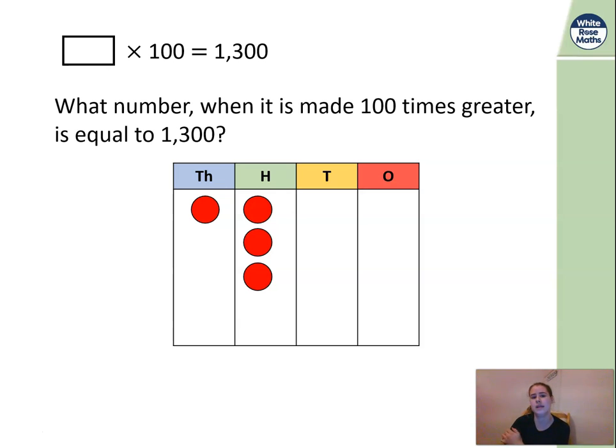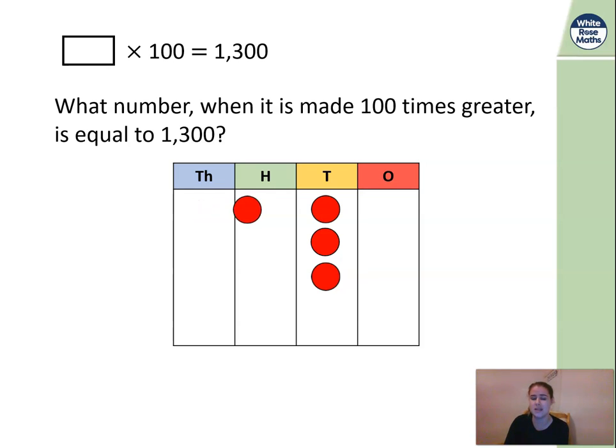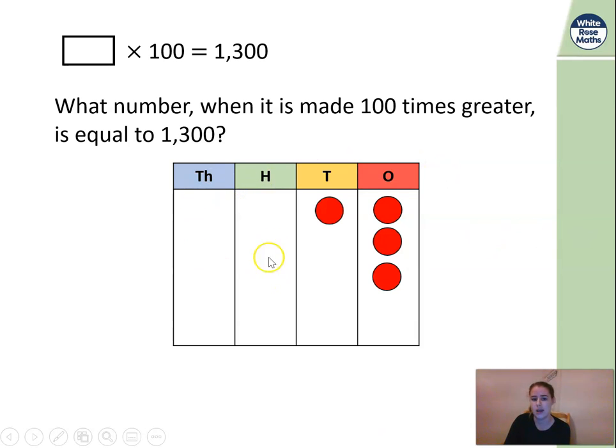So what number, when it is made 100 times greater, is equal to 1,300? If we move our hundreds number and our thousands number, we have a new number that's now 130. However, this has only been made 10 times smaller. We need to make this number 100 times smaller, so we need to make it 10 times smaller again. When we move our numbers down the place value chart, we have a new number created. Every number is moved twice because we are now dividing by 100, and our new number is 13. Therefore, 13 multiplied by 100 gives us 1,300.